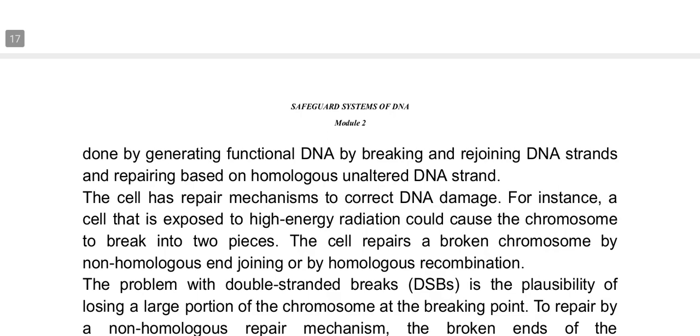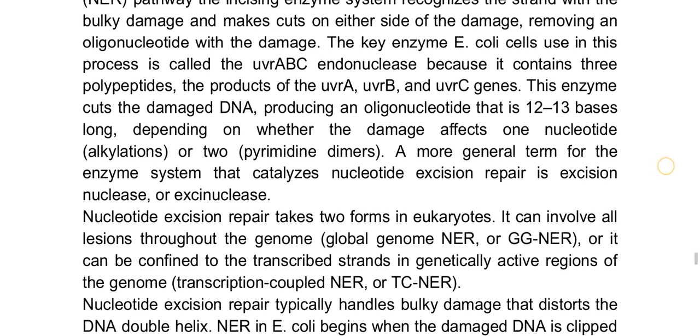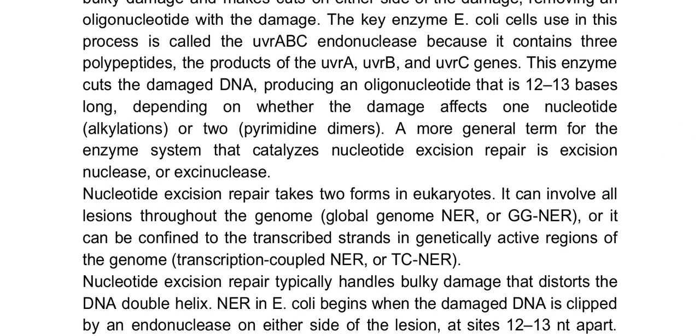Bulky base damage, including pyrimidine dimers, can be removed directly without help from a DNA glycosylase. In this nucleotide excision repair pathway, the incising enzyme system recognizes a strand with bulky damage and makes cuts on either side of the damage, removing an oligonucleotide with the damage. The key enzyme E. coli cells use in this process is called UvrABC endonuclease because it contains three polypeptides, the products of the UvrA, UvrB, and UvrC genes. This enzyme cuts the damaged DNA, producing an oligonucleotide that is 12 to 13 bases long, depending on whether the damage affects one nucleotide or two.